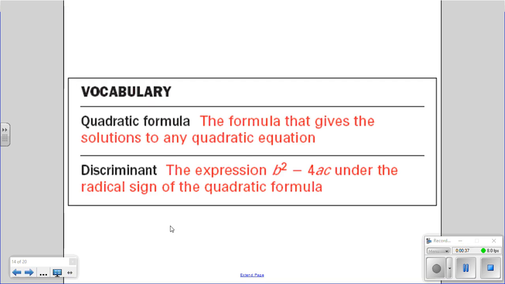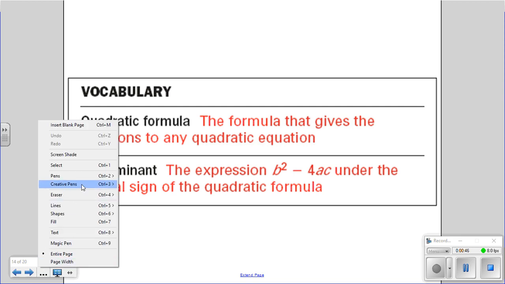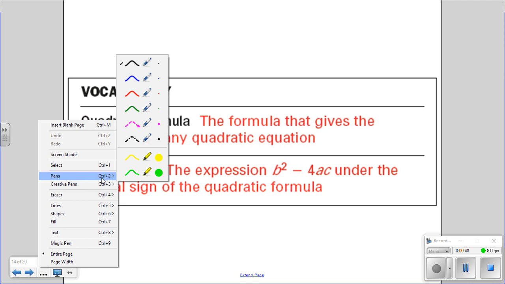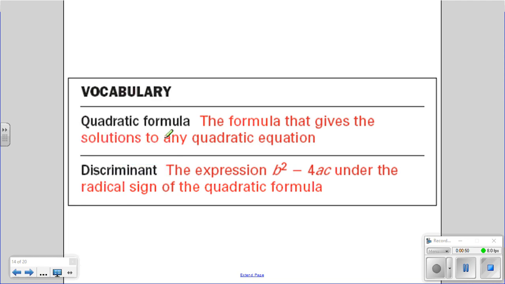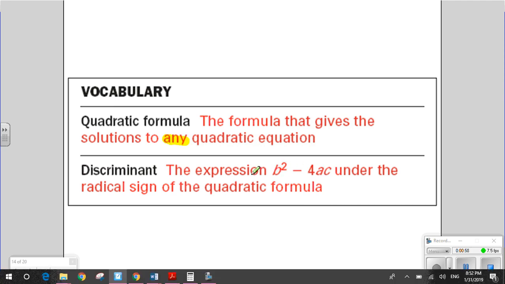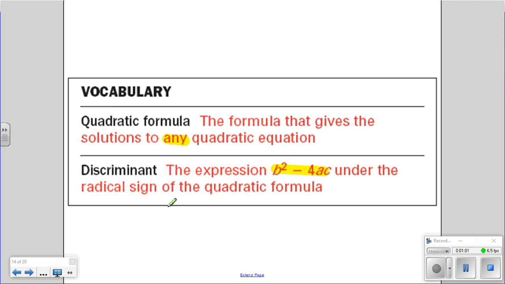A little vocabulary first. The quadratic formula is the formula that gives the solutions to any quadratic equation, like I mentioned before. We also need to learn about a discriminant. The discriminant is the expression b squared minus 4ac, which is found under the radical sign of the quadratic formula.